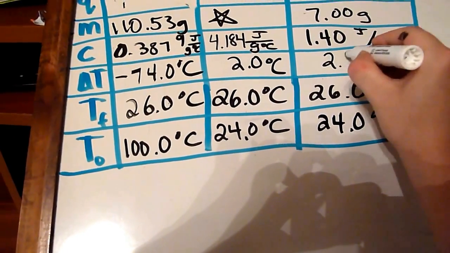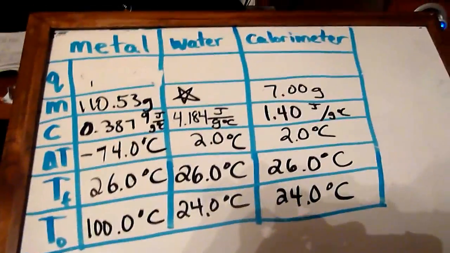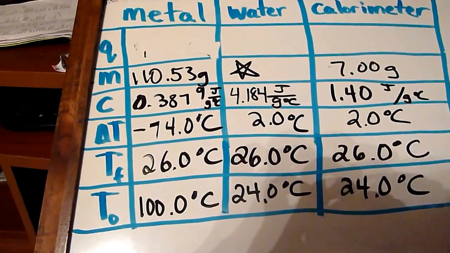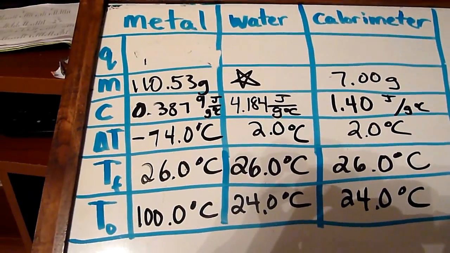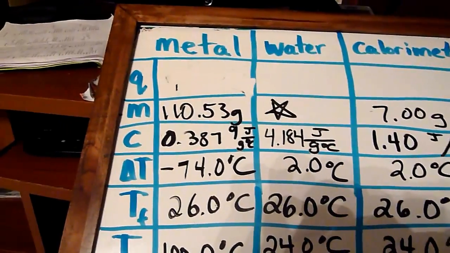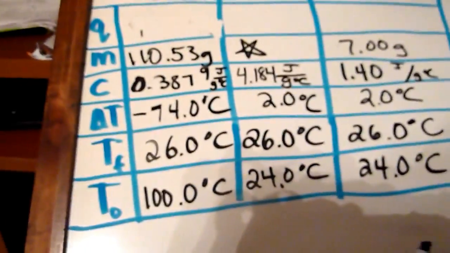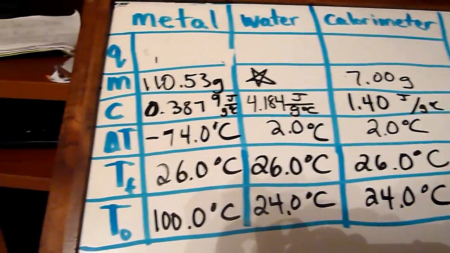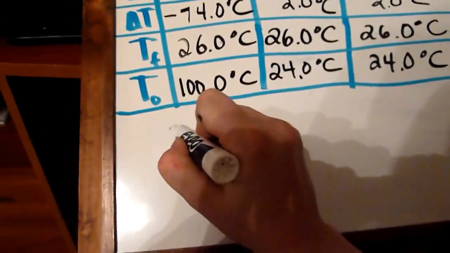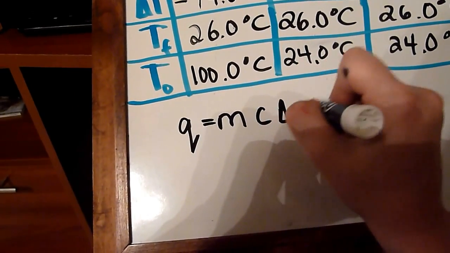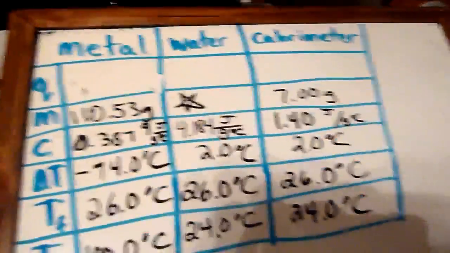So we are also going to have a change in temperature for the calorimeter of 2.0 degrees Celsius, just like for the water. If the calorimeter contains the water, we're assuming they're the same temperature because we can't stick a thermometer into the styrofoam without puncturing it and making it useless. So now that we have all of this information, it looks like we would be able to use our calorimetry equation, Q equals M times C times delta T, to find the heat lost by the metal and also the heat gained by the calorimeter.